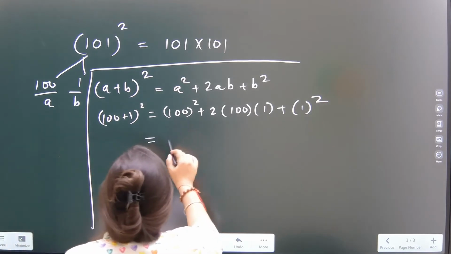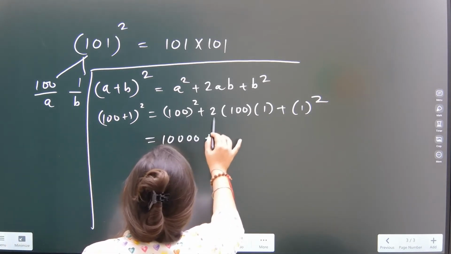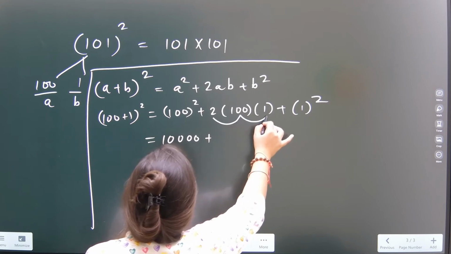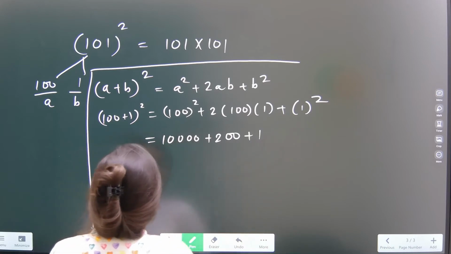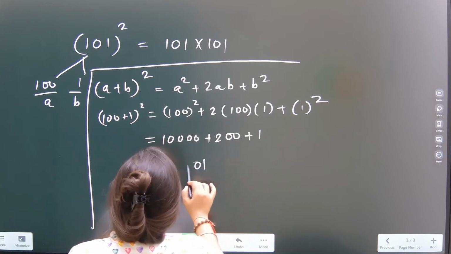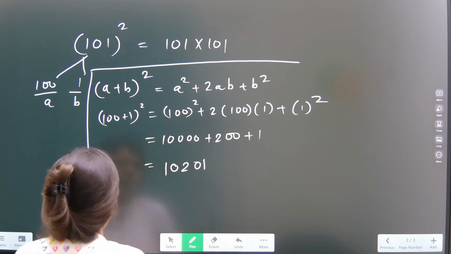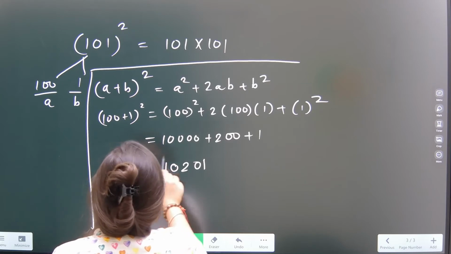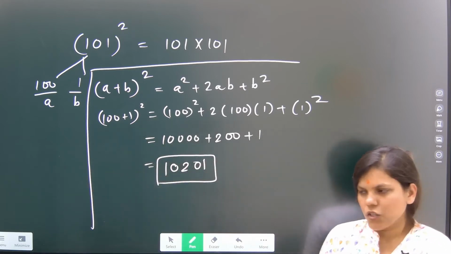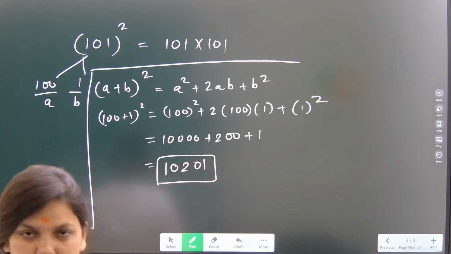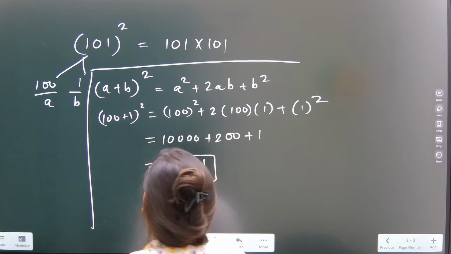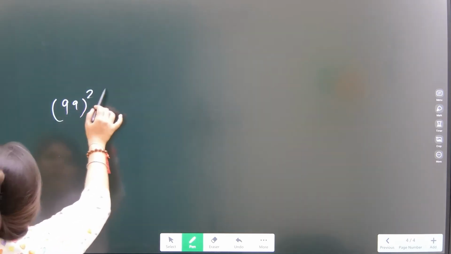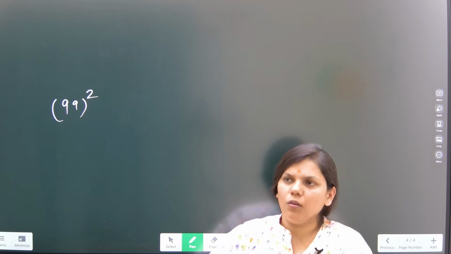So 100 square will be 10,000. 2 into 100 is 200, 200 into 1 is 200. And 1 square is 1. So I will simply add these: 10,000 plus 200 plus 1, that is 10201. So this is my final answer. 101 square will be 10201.